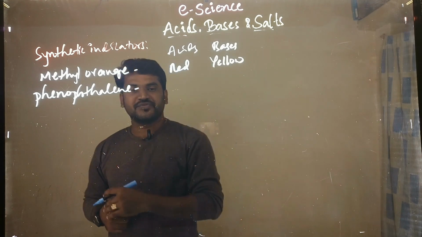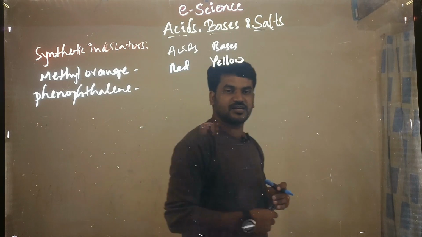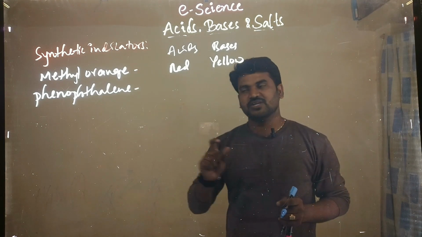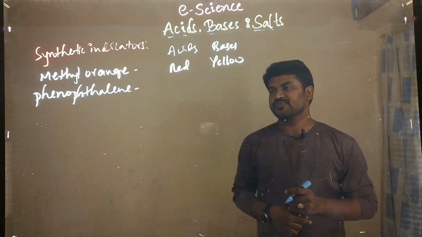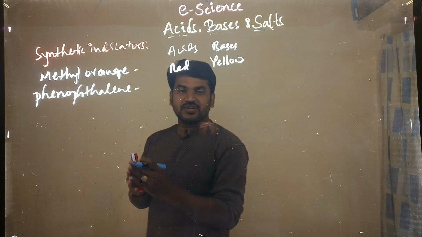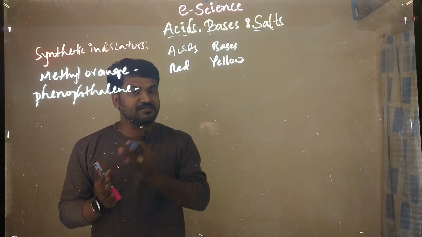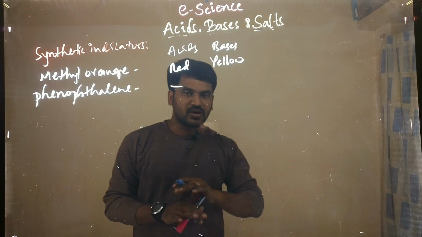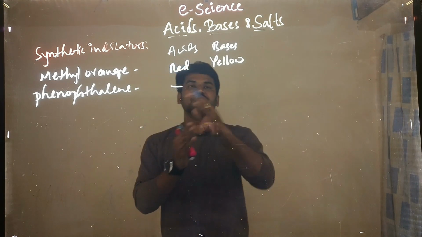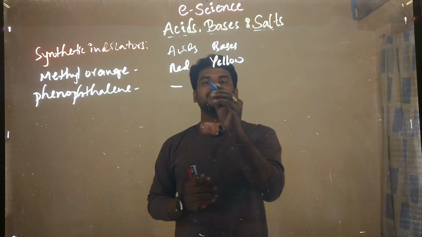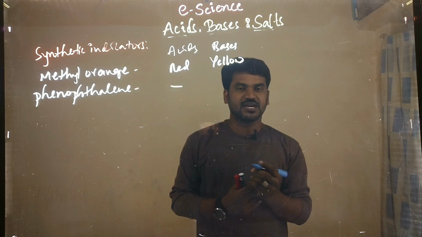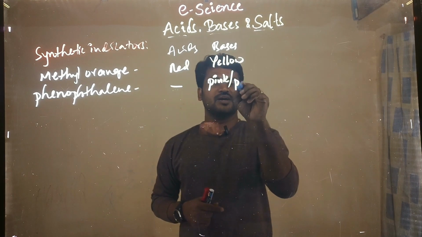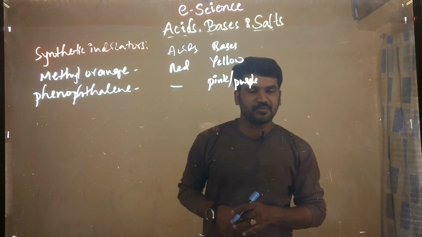Okay, right. Now phenolphthalein is an indicator. Again, it is a synthetic indicator, which has no color, just like water without any color, the same color will be there for the phenolphthalein. When we add phenolphthalein to acids, it shows no color change. And when you add phenolphthalein to bases, that shows a dark pink color, or you can call it purple color also.